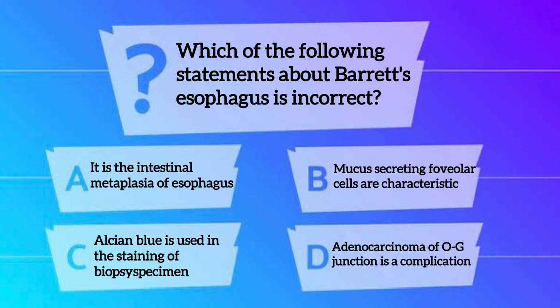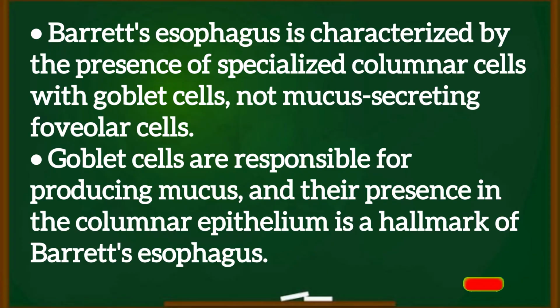So the right answer is option B. Mucus secreting foveolar cells are characteristic. Barrett's esophagus is characterized by the presence of specialized columnar cells with goblet cells, not mucus secreting foveolar cells. Goblet cells are responsible for producing mucus, and their presence in the columnar epithelium is a hallmark of Barrett's esophagus.